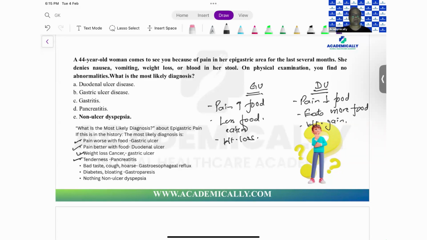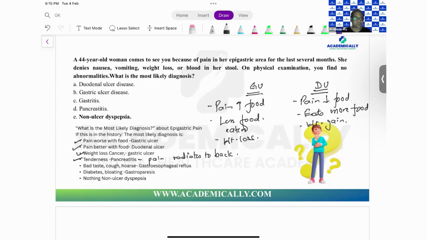Tenderness in pancreatitis: epigastric tenderness radiates to the back. The pain radiates to the back in pancreatitis. Can anybody tell me why the pain radiates to the back in pancreatitis? Any reason? It is something to do with the anatomy of the pancreas.